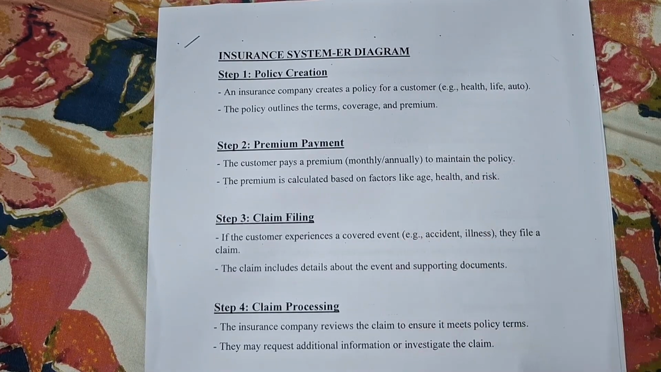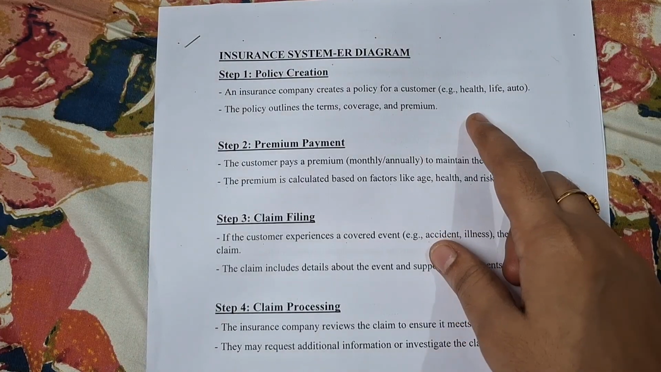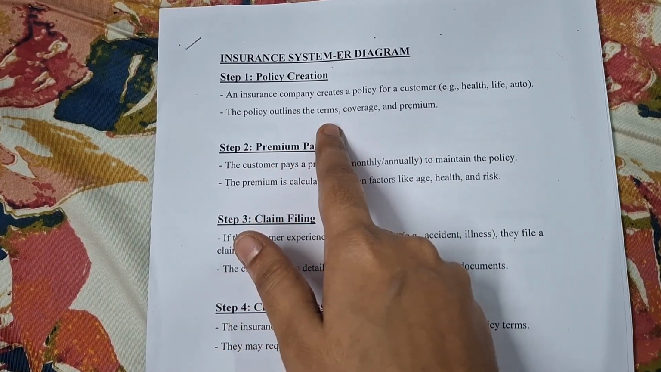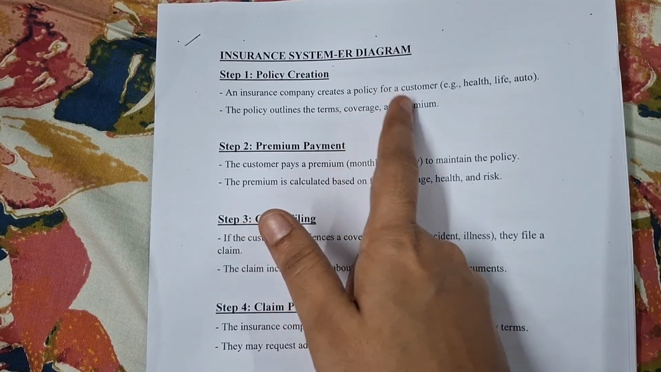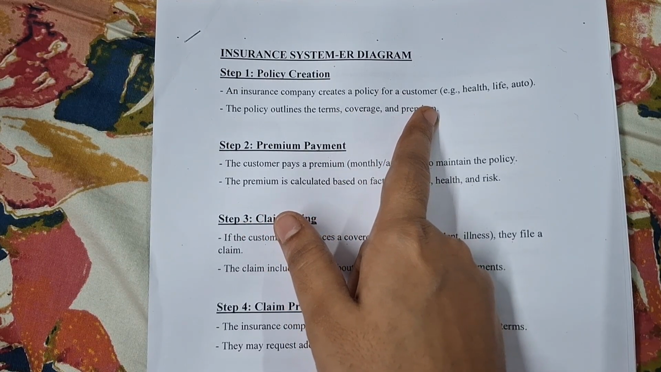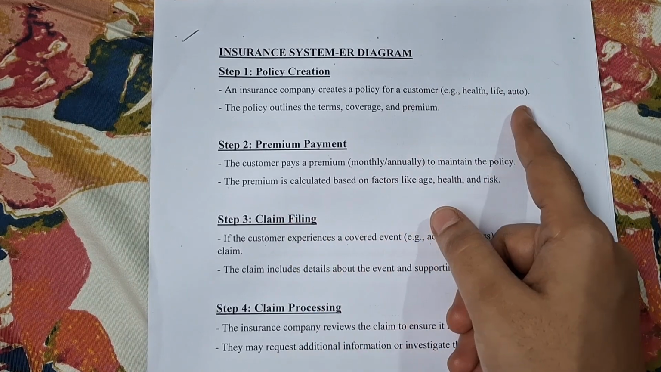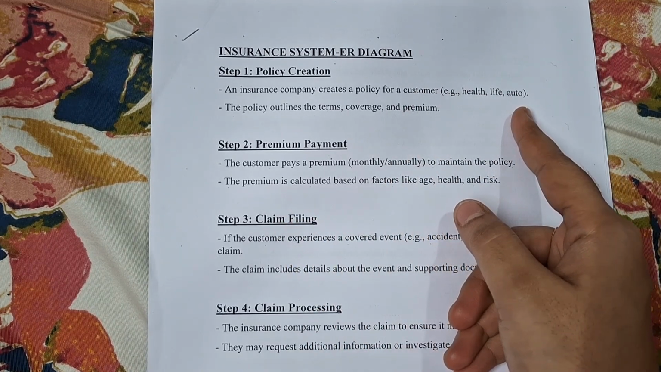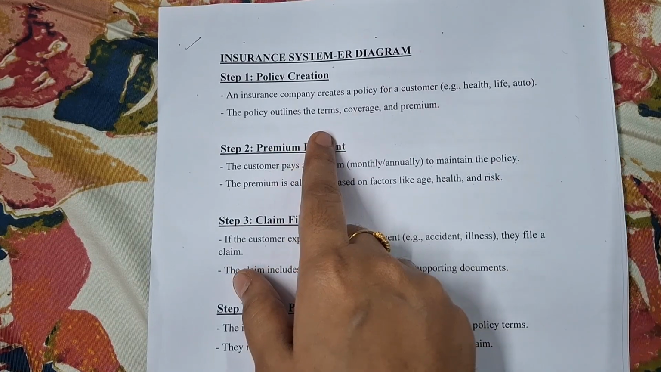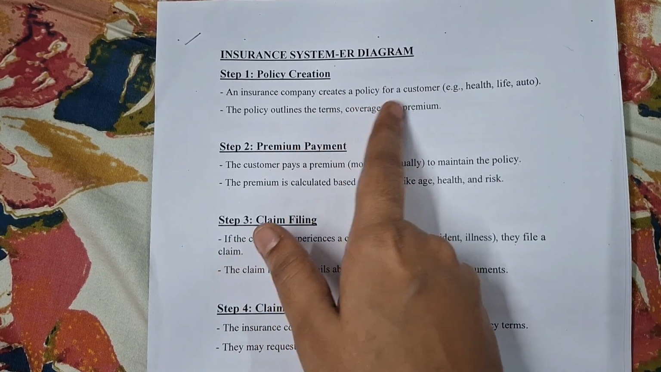So now if I want to create a policy in my name for health, then I have to go to the insurance company and the insurance company will create a health policy for me because I am the customer. Now if I want an auto policy, I have a vehicle, so I want a policy for the auto. So what I have to do, I have to go to the insurance company and they will create the auto policy for me.